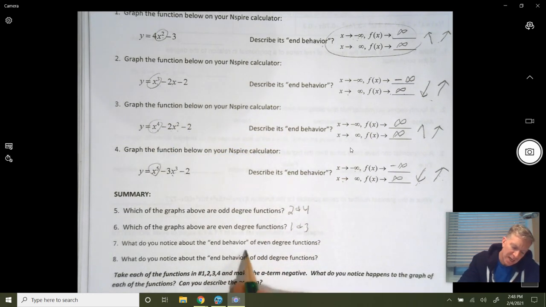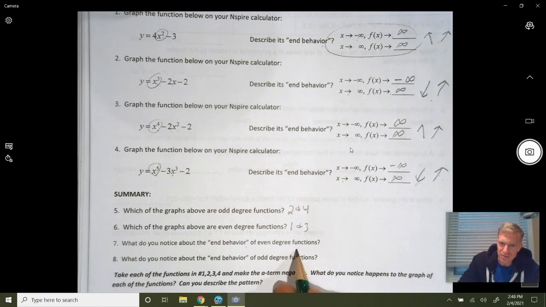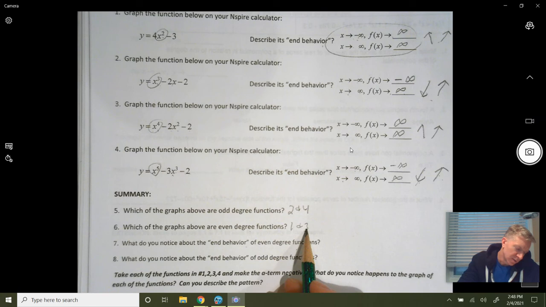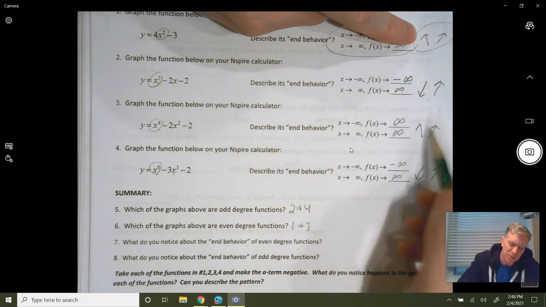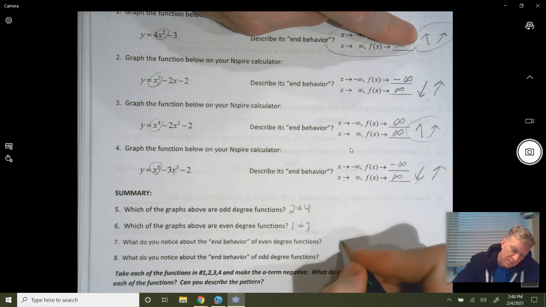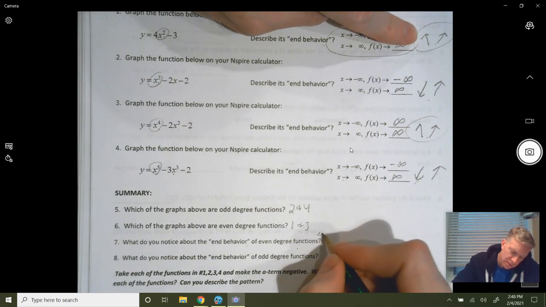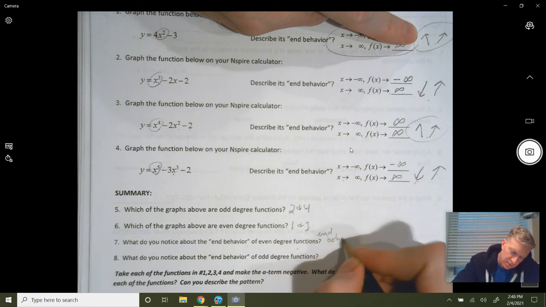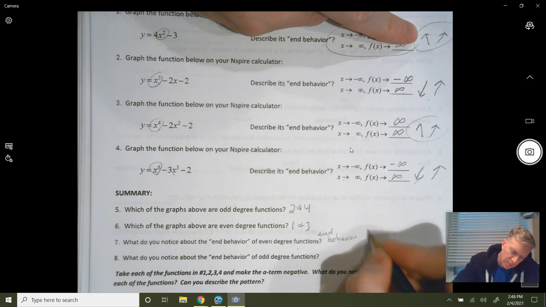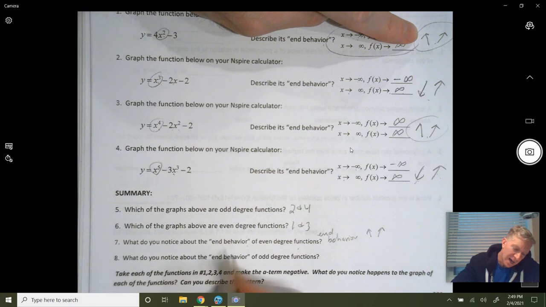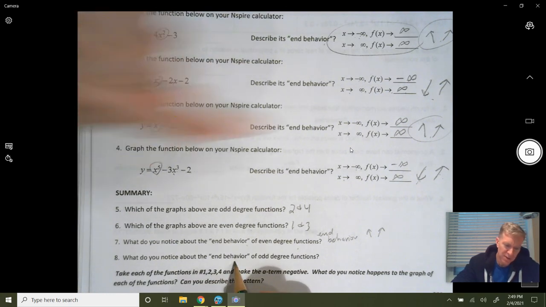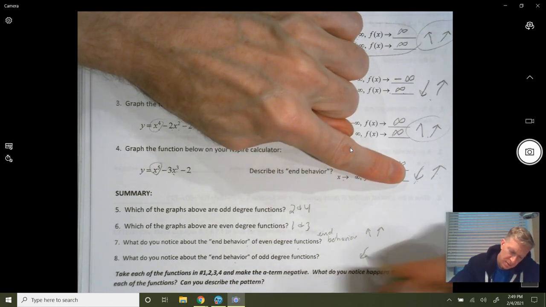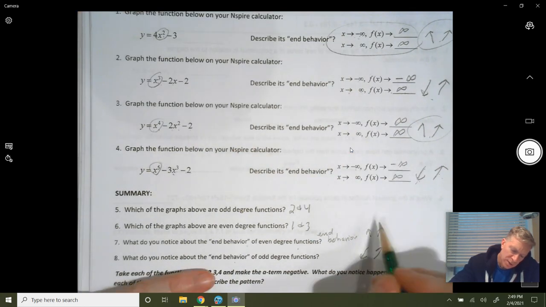What do you notice about the end behavior of the even degree functions? The even degree functions were 1 and 3. They were both going in the same direction. So that's this one and this one. So your end behavior, I'm just going to write up and up. Odd degrees, so third degree and fifth degree, they were down and up.